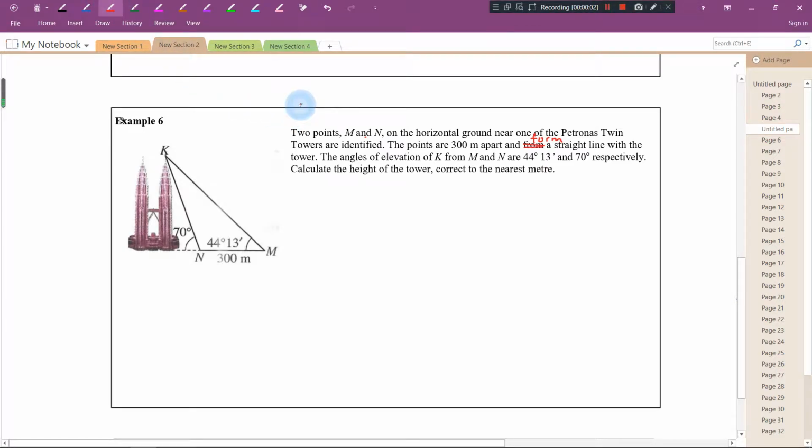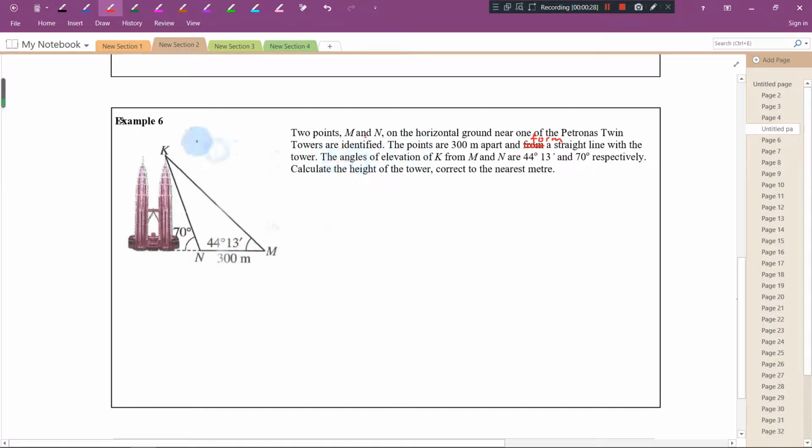Hi everybody, in this video let's look at a few more examples for the sine rules. Two points, M and N, so we have two points over here. On the horizontal ground near one of the Petronas twin towers, two points are identified. The points are 300 meters apart and form a straight line with the towers. So the distance between point N and point M is 300 meters.